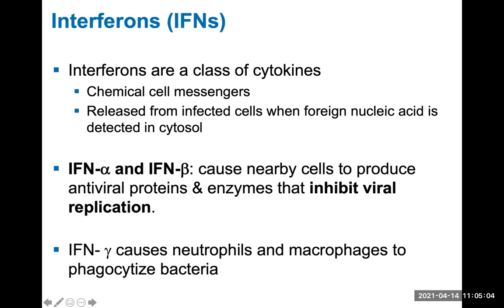So these are a special category of cytokines. Interferon gamma, on the other hand, is for when neutrophils and macrophages need to phagocytize bacteria. So interferon gamma will cause neutrophils and macrophages to increase their phagocytosis, right? Whereas interferon alpha and beta are specifically for antiviral function.